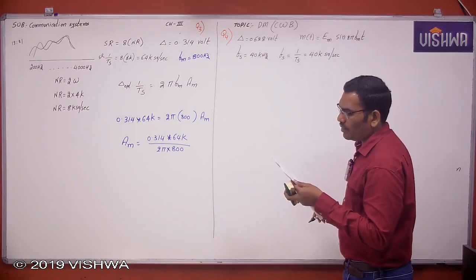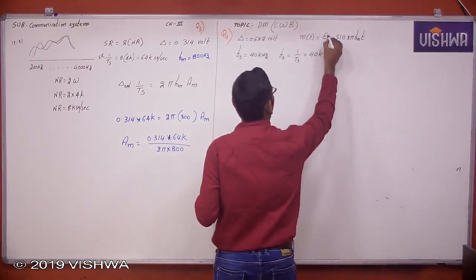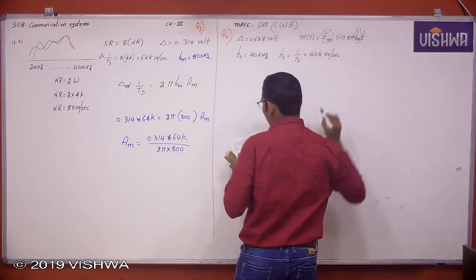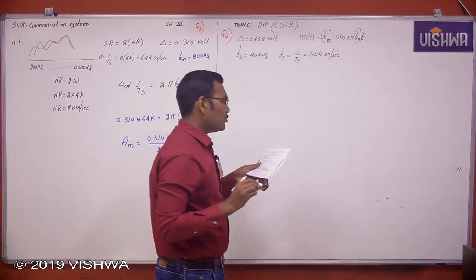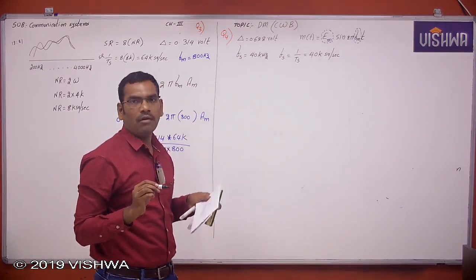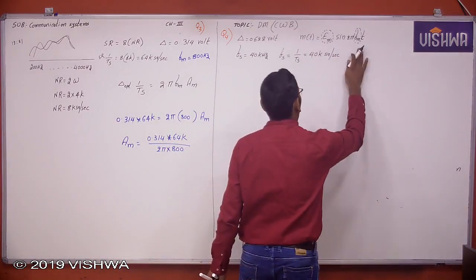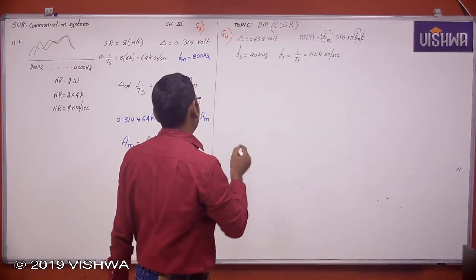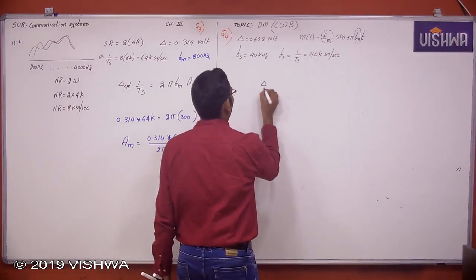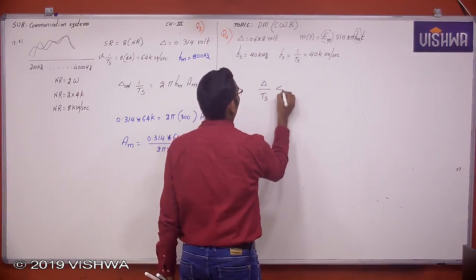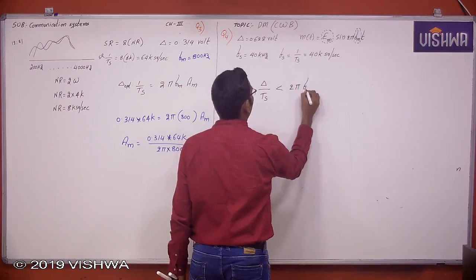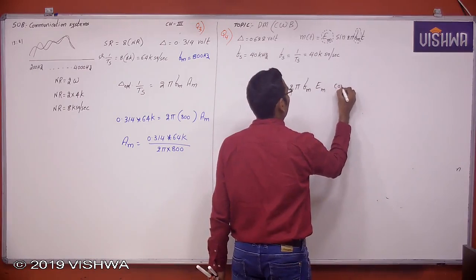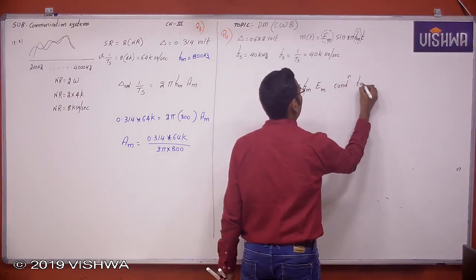Okay. So what he is asking is the combination of Em and the combination of Fm which will cause slope overload distortion. The slope overload distortion will be taking place. So this is the condition to occur slope overload distortion. Is it right or not? This is the condition.